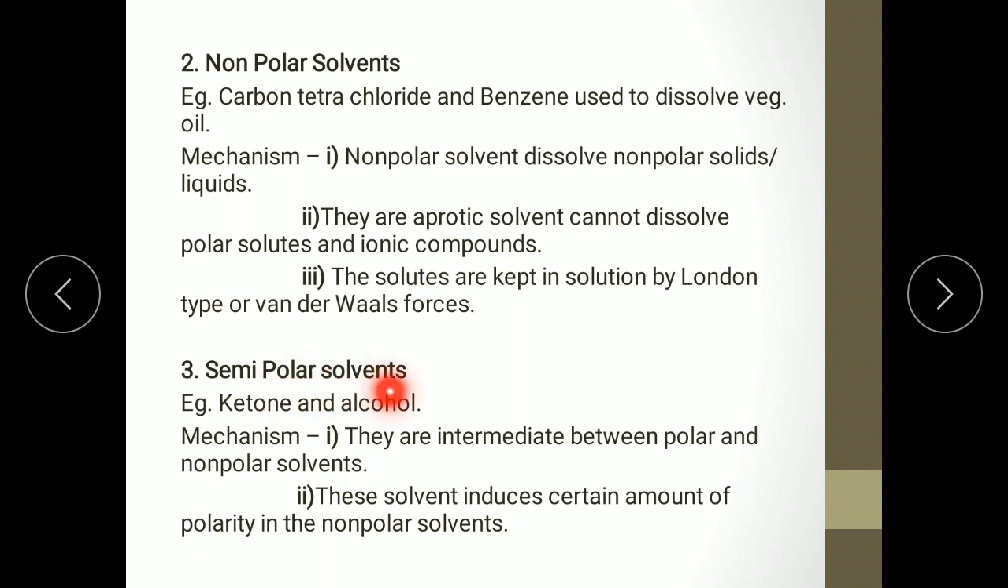Now, third one is semipolar solvent. Examples are ketone and alcohol. They are intermediate between polar and non-polar. They will not be fully polar or non-polar. This solvent induces a certain amount of polarity in non-polar solvent. Means they act as a co-solvent. They induce some amount of polarity, means they will add some polarity into the non-polar solvent so that whatever non-polar solute does not dissolve in that solvent will get dissolved.